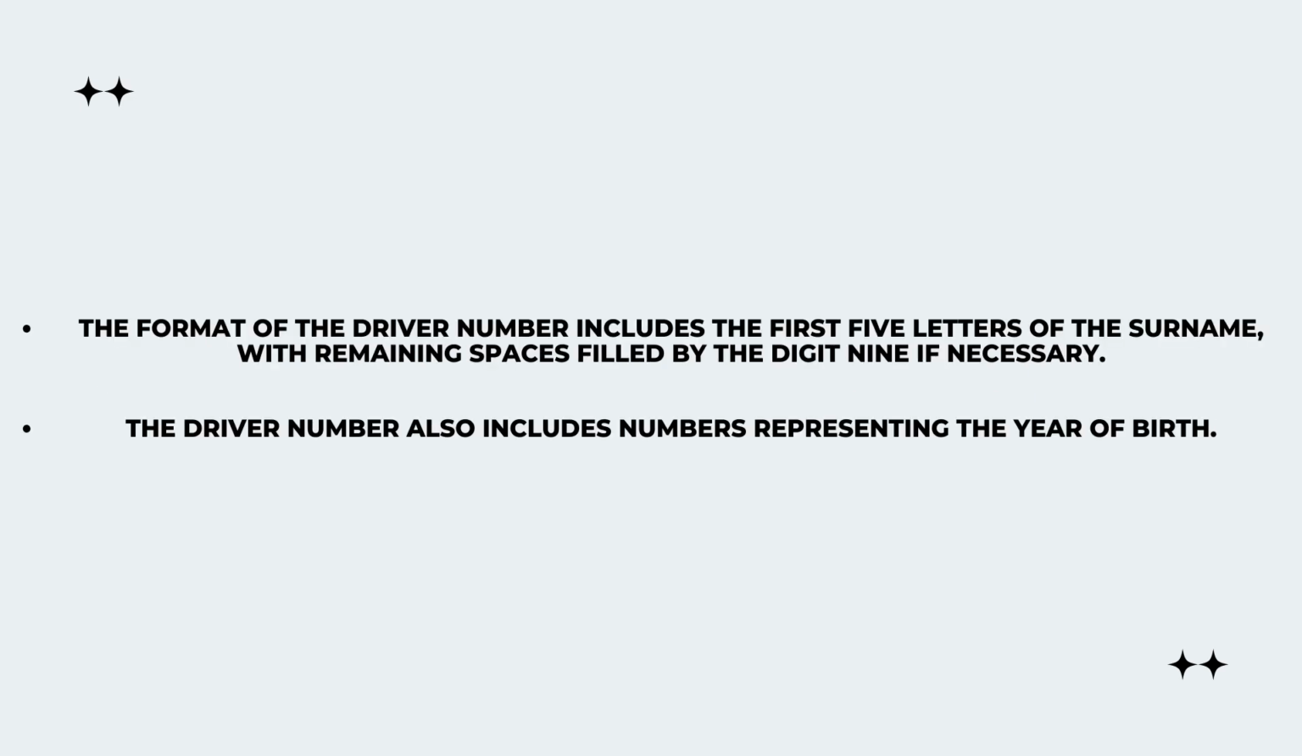The format of the driver number includes the first 5 letters of the surname, with remaining spaces filled by the digit 9 if necessary. And by the way, the driver number also includes numbers representing the year of birth.